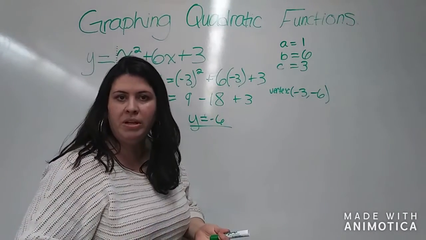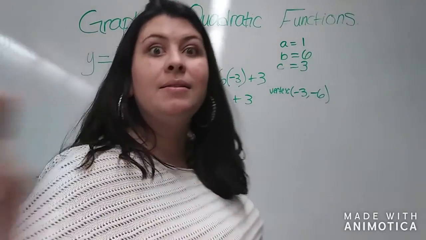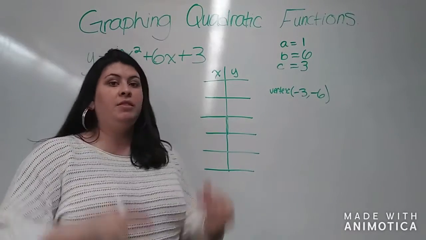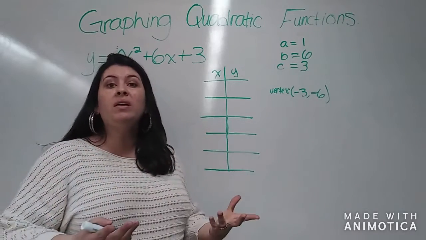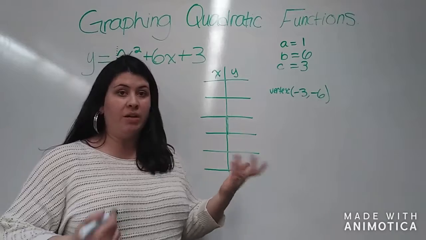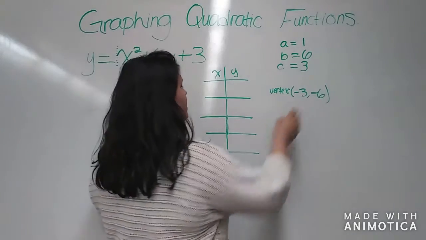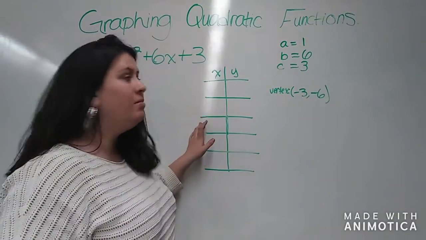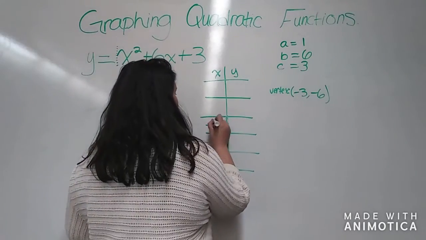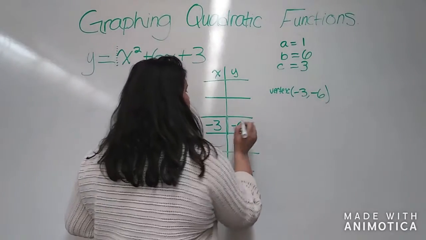We still need 2 points. Let's find those next. So even though we won't be able to factor this to find the x-intercepts, we will be able to find 2 other points that will help us plot out our quadratic function. So we already found our vertex. Let's put that in the middle of our xy table. Put that in the middle, negative 3, negative 6.